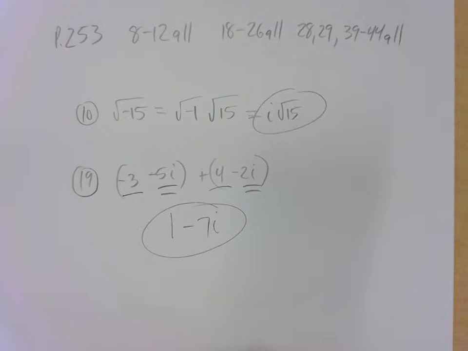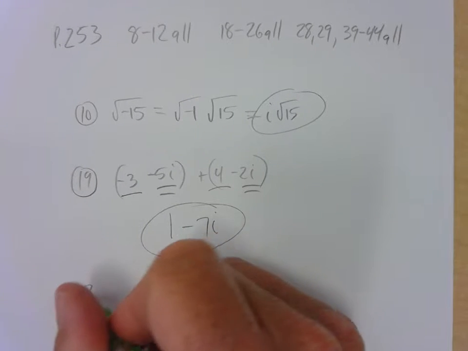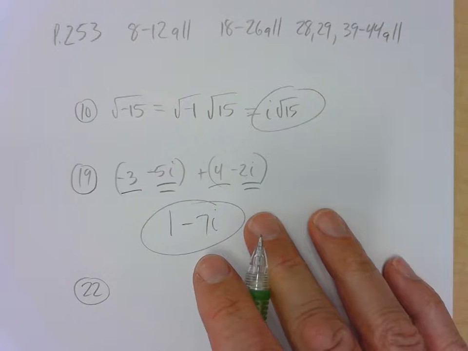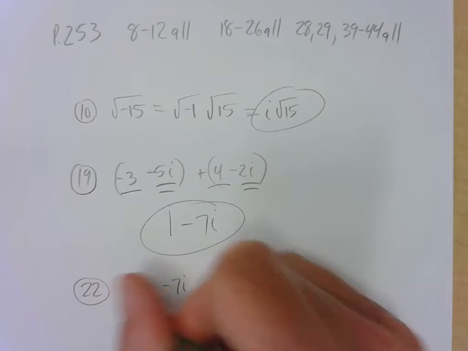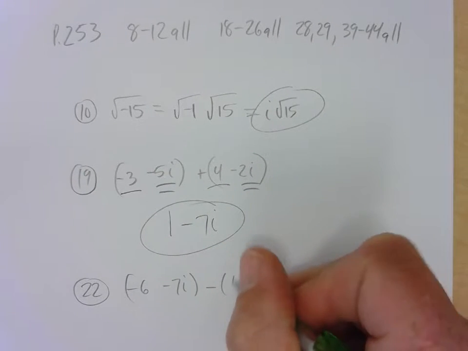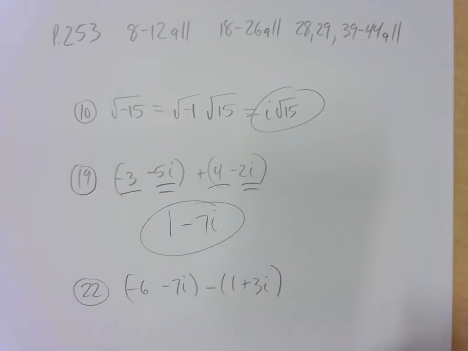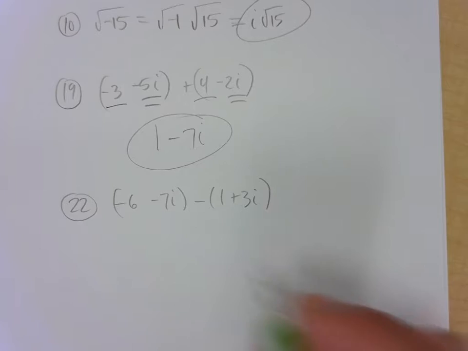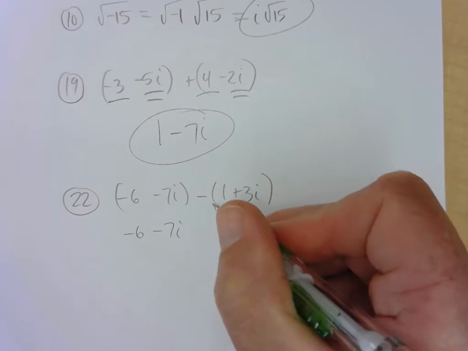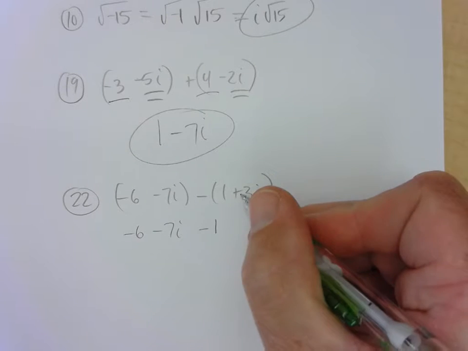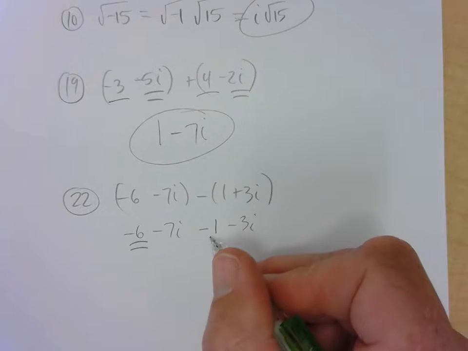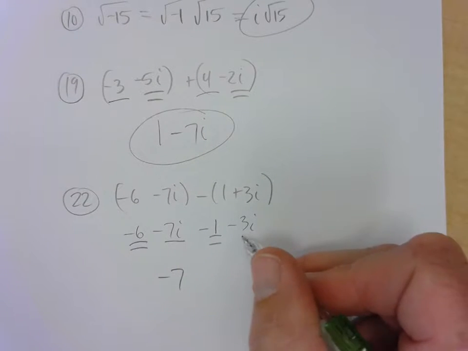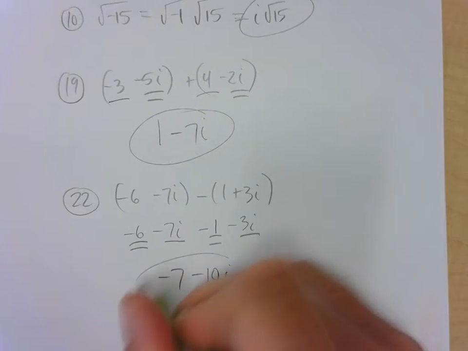Okay, subtraction, remember to distribute the negative through there, so 22 is a subtraction one. Negative 6 minus 7i, and then minus 1 plus 3i. So you have to distribute the negative through the parentheses, so it's negative 6 minus 7i. This makes negative 1. This makes negative 3i. So then I put together the like terms. You borrow 6, you borrow 1, you owe 7. You borrow 7, you borrow 3, you owe 10. So that's how that goes there. Okay, 22.